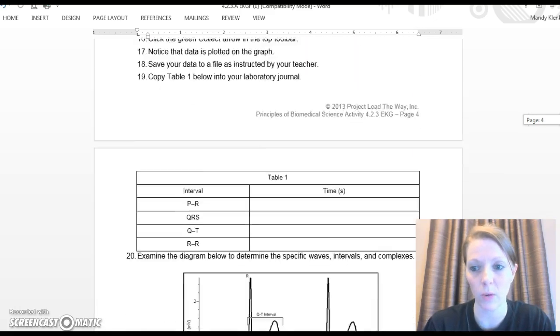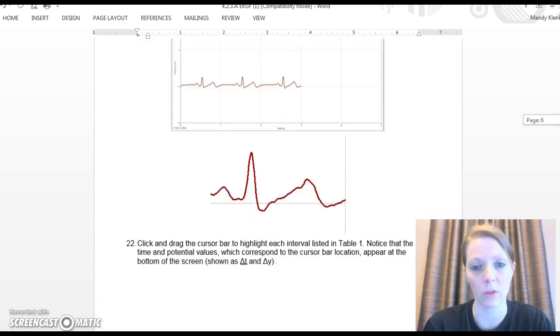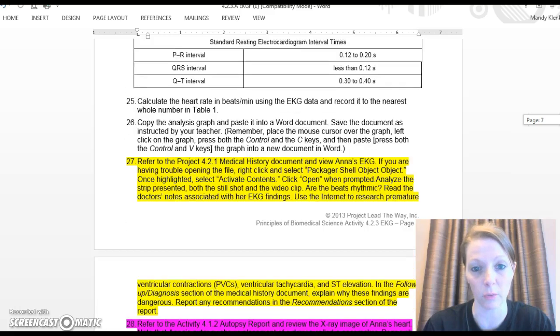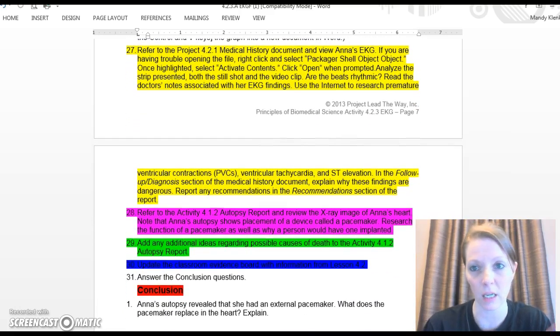Let's see. The rest of this is all going through the procedure for the lab itself, which we will do when I get back. Now, there are a couple of things on here that we're going to add to this. The 421, that medical history document that you guys had gotten with the previous activity, actually you had gotten it when we did the heart rate activity. It has Anna's EKG on there. You can also go back to the 421 in the LMS, and it has those 2 little video clips. One of them was for the angiogram, and one of them was the EKG. So go back and look at that EKG.